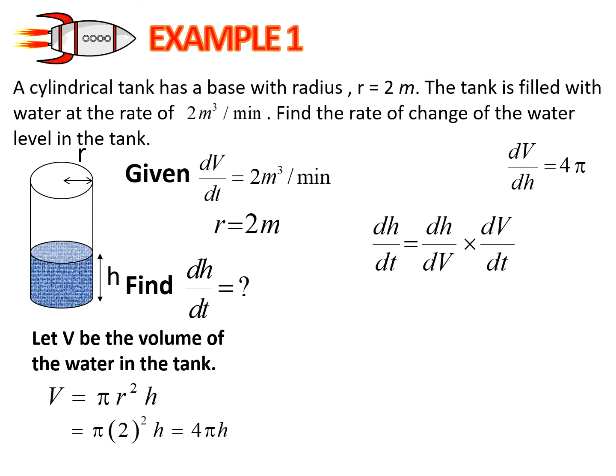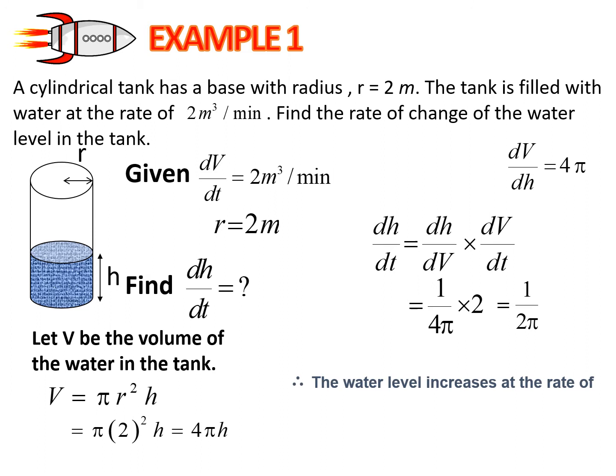Then we come up with the chain rule: we need to find dh/dt equals dh/dV times dV/dt. Since dV/dh equals 4 pi, dh/dV is 1 over 4 pi, multiplied by dV/dt, which is 2. So we will have 1 over 2 pi. So the water level increases at the rate of 1 over 2 pi meters per minute.